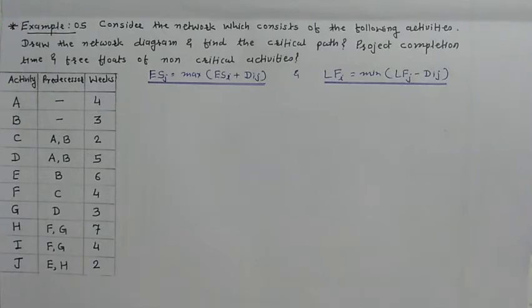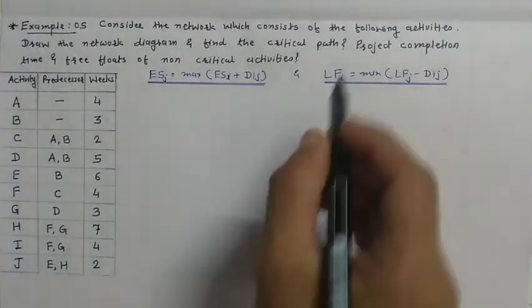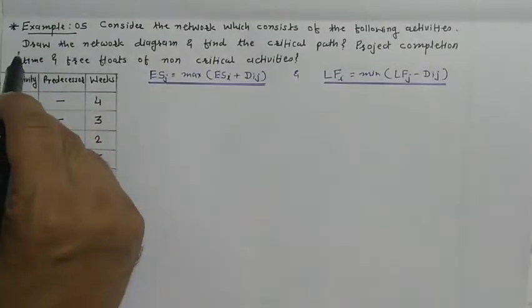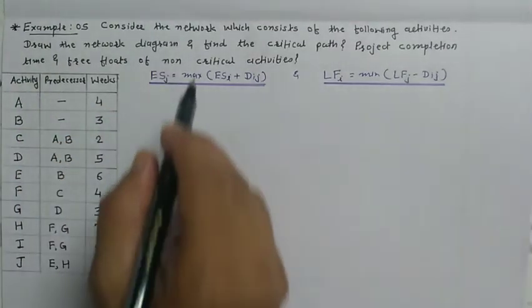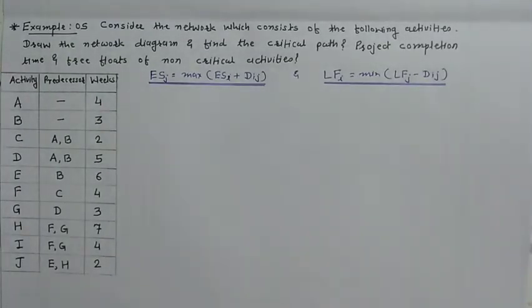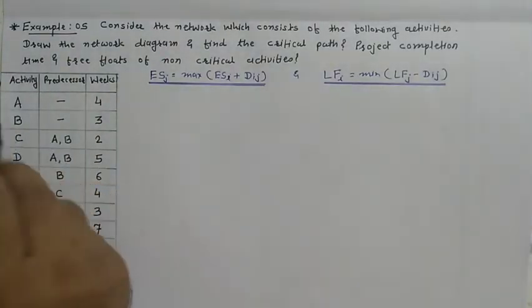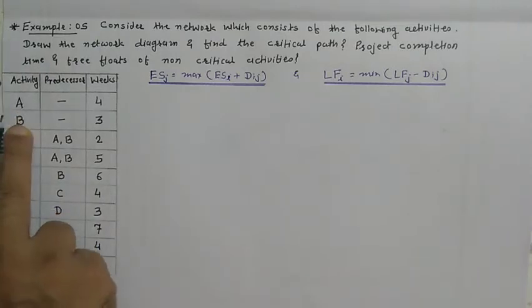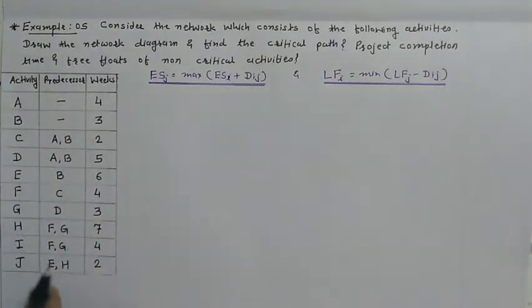So according to the data, I am going to start to draw the network diagram, because in the example it is mentioned to draw the network diagram and then find the critical path. So at first I am going to start the network diagram. So here activity A and B, there is no predecessor.